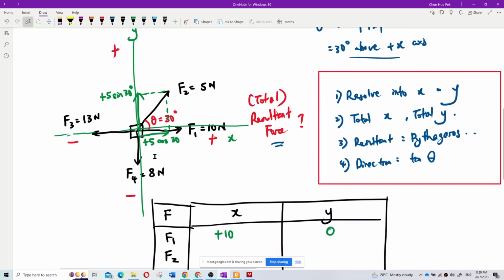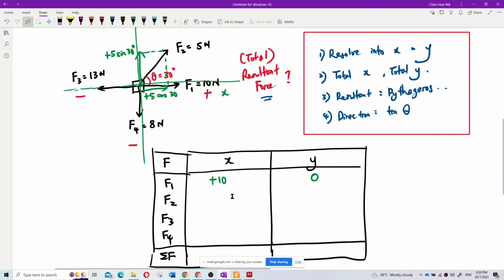We just write it down over here, put it into a table. So this is positive 5 cosine 30, and for the y component, it is positive 5 sine 30. So very easy, you see?